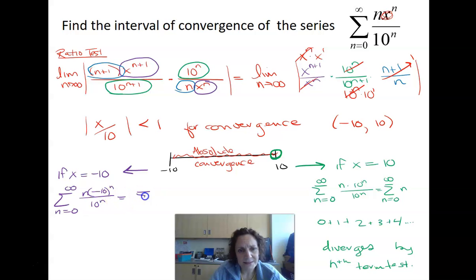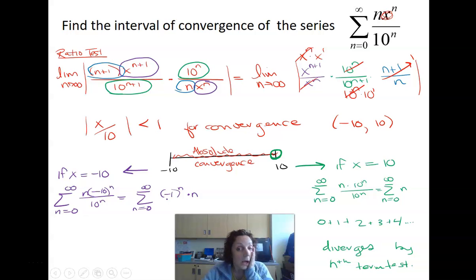this simplifies down in much the same way, but I'm left with an oscillating 1, right? Because the 10 to the n's are going to cancel, but the 1 to the n doesn't have anywhere to go, the negative 1 to the n. So I have a negative 1 to the n times n. All right, now I need to test this series.